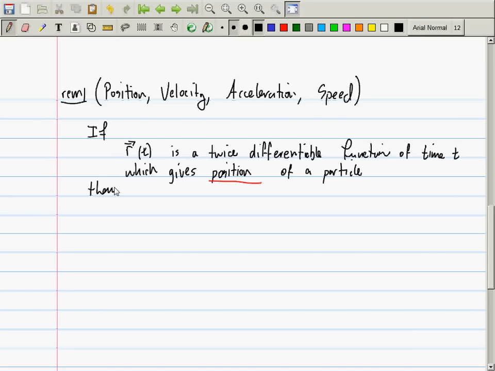then several conclusions follow. Assuming that r of t is not a constant function, this particle is moving because its position is changing. And because it's twice differentiable, it's moving, in a sense, smoothly. It's not teleporting. It's not suddenly changing its speed so that its derivative is discontinuous. It's twice differentiable. Then the velocity. So, first comment is that the velocity of the particle is denoted as v and is given by what? How are position and velocity related?